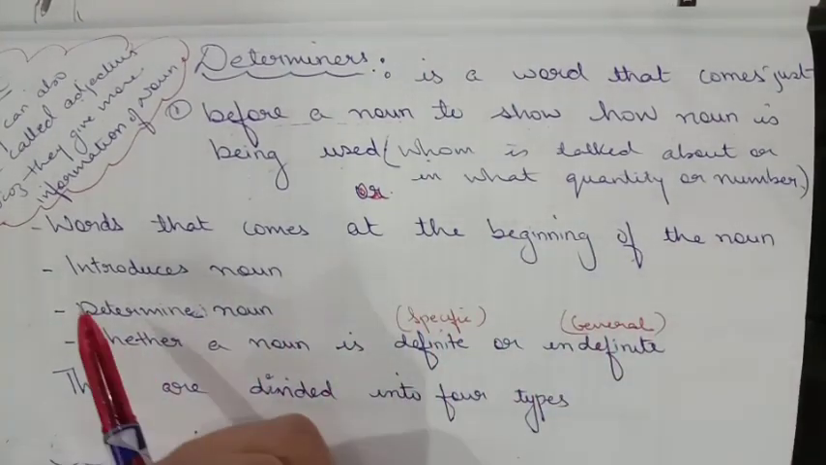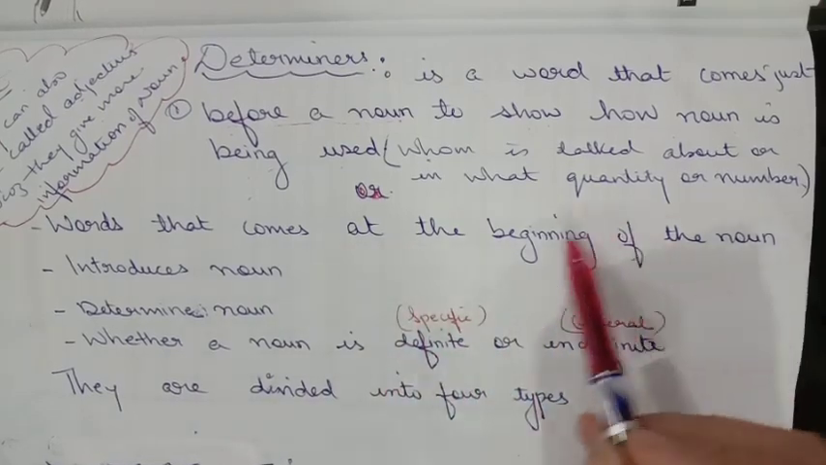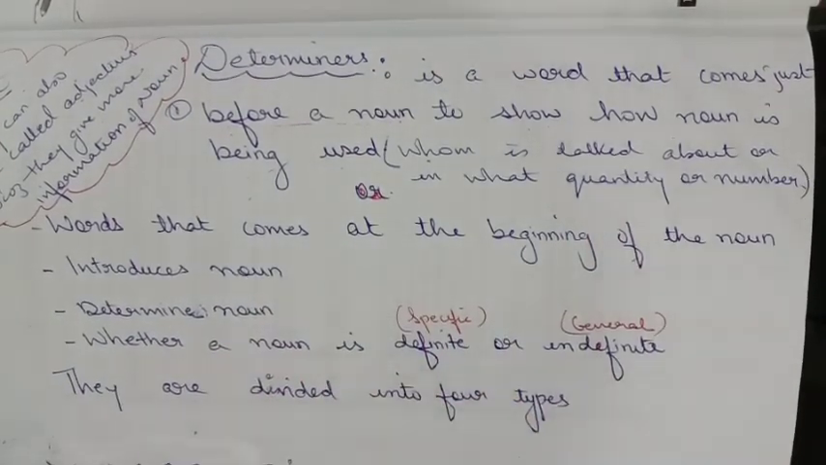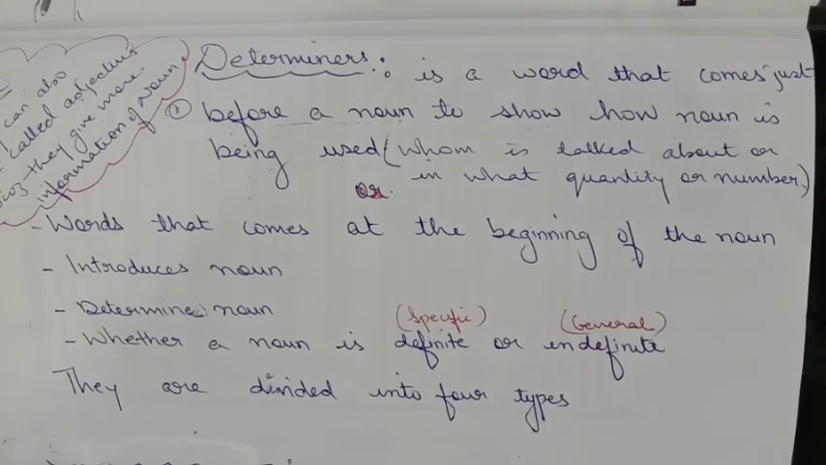Or you can say a determiner is a word that comes at the beginning of the noun. It introduces the noun, it determines the noun, whether a noun is specific or general, which means whether it is definite or indefinite. Kindly note they can also be called adjectives because they give more information about the noun.